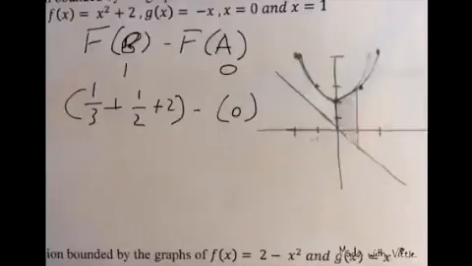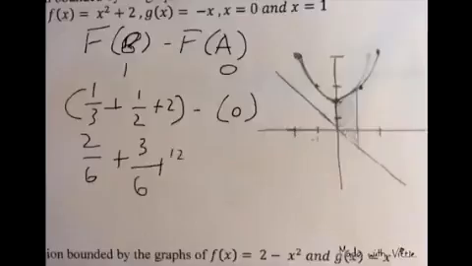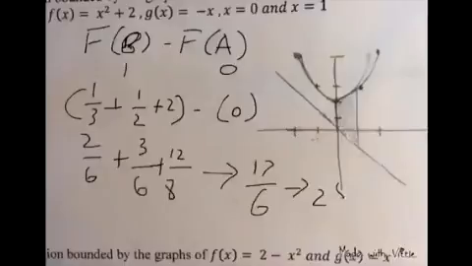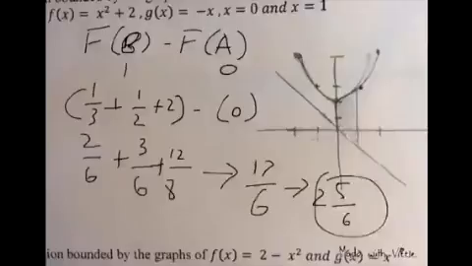Next thing you're going to want to do is make a common denominator, which is going to be 6. So you're going to have 2 over 6 plus 3 over 6 plus 12 over 6, which is going to give you 17 over 6, which will go to 2 5/6, which is going to be your final answer for the equation, and that's your area.